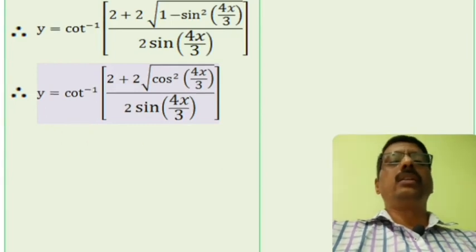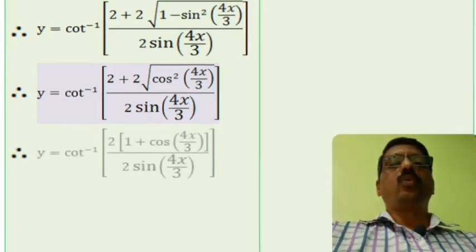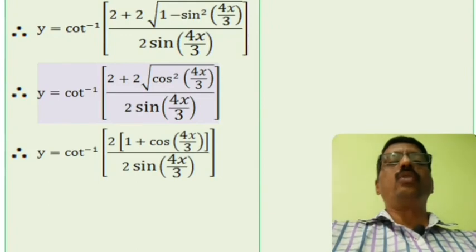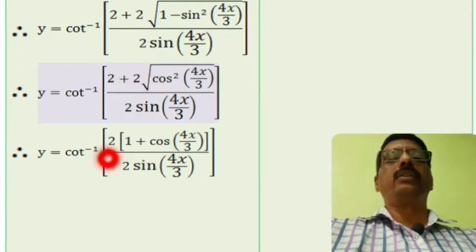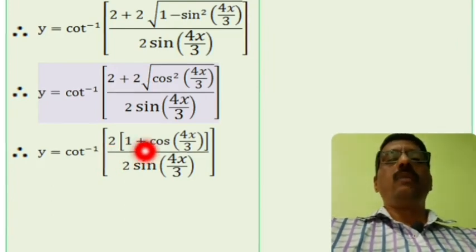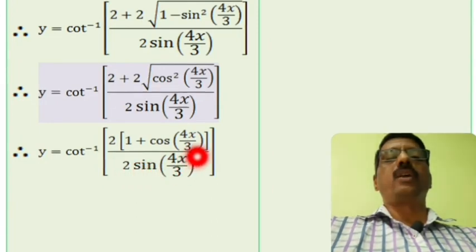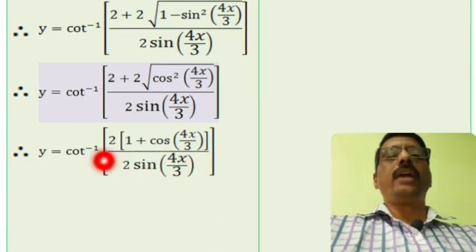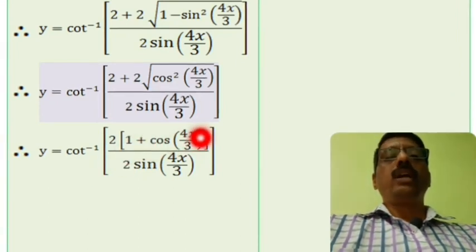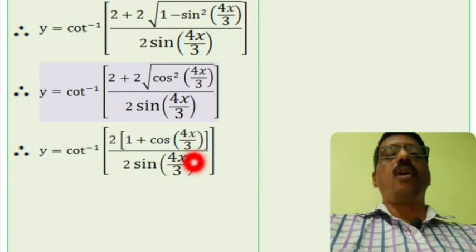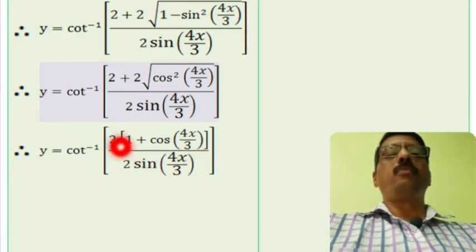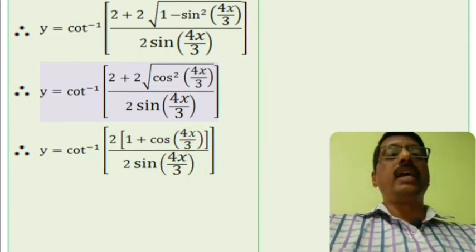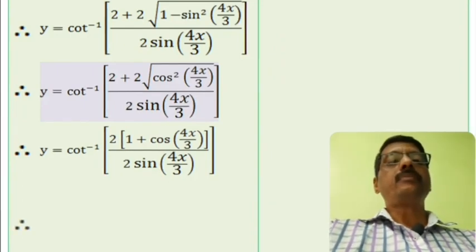Only remaining is, therefore y equal to cot inverse of, again 2 is taken to be common out of the bracket from these two, that is 2 into bracket 1 plus cos of 4x upon 3, whole divided by 2 sin of 4x upon 3. Again here 2 and 2 become cancel. Only remaining is 1 plus cos of 4x upon 3 divided by sin of 4x upon 3. Again we know the formula of 1 plus cos of theta. Yes, what is the formula?